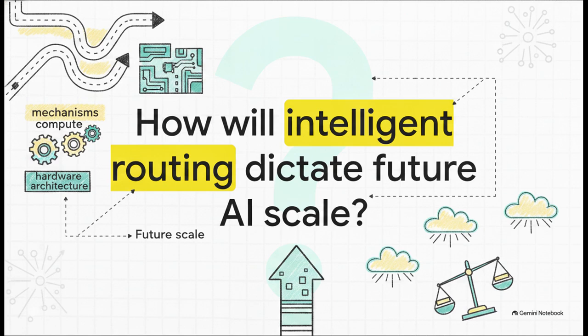Which leaves us with a pretty fascinating thought to take away from this explainer. With models already reaching 2.78 trillion parameters today, purely through the power of intelligent routing, how will these efficiencies dictate the future scale of AI tomorrow? Are we honestly looking at a future where 10 or even 100 trillion parameter models run seamlessly on standard hardware just because the routing is that good? It's wild to think about.